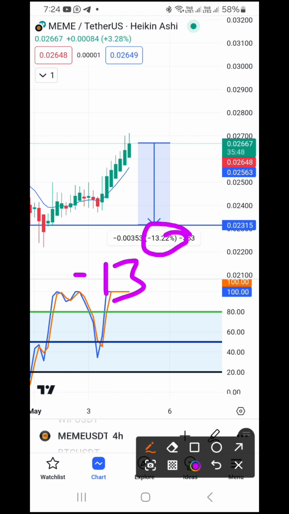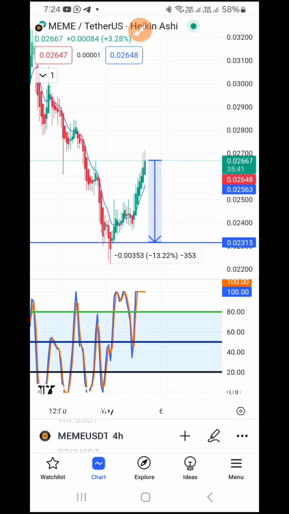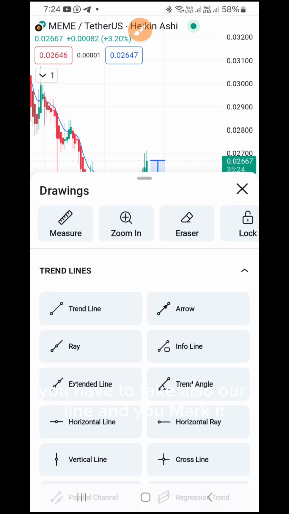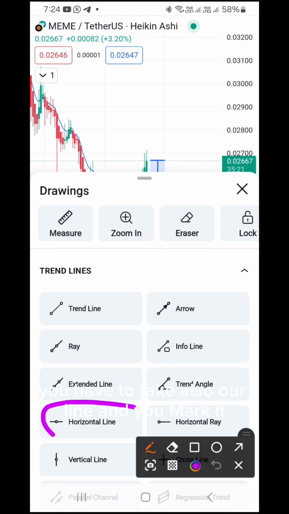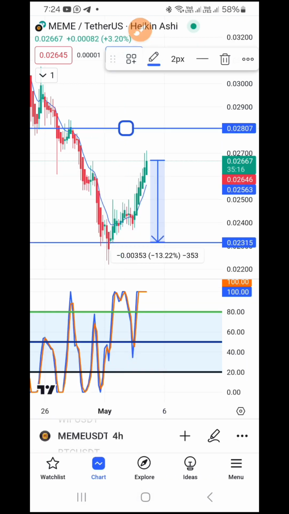Okay. Then you want to take 3%. How do you take 3%? First, you go and check this coin. What is our next resistance level? What is our next support level? You have to take also our line and mark it at the next support level. Okay, so that is our next support level.